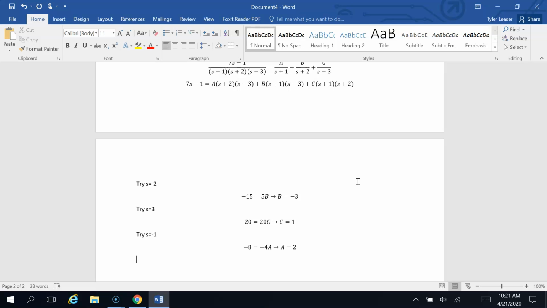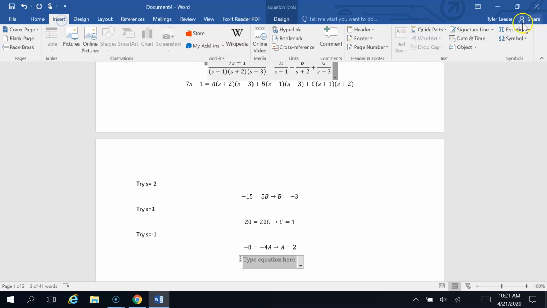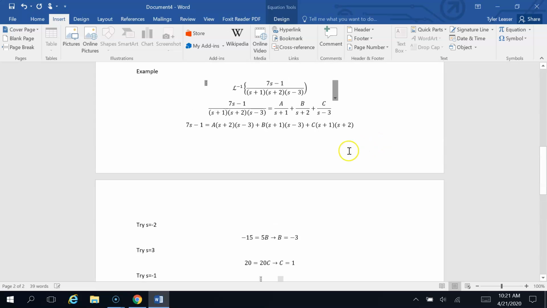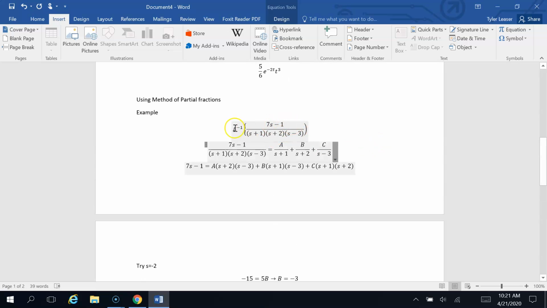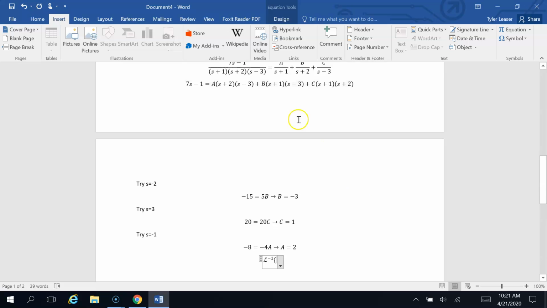All right, so now rewriting out that partial fraction decomposition, and we'll go ahead and write it into the Laplace inverse. So don't forget the whole point is that we're trying to take the Laplace inverse of this thing, but we've now broken this thing up into 3 separate fractions. So it's a over the s plus 1, so a was 2, so 2 over the s plus 1, plus the b, which is negative 3 over s plus 2, plus the c, which was 1 over the s minus 3.